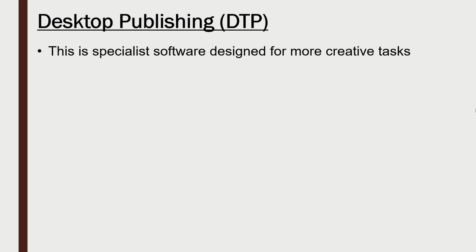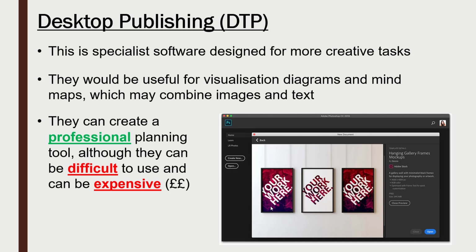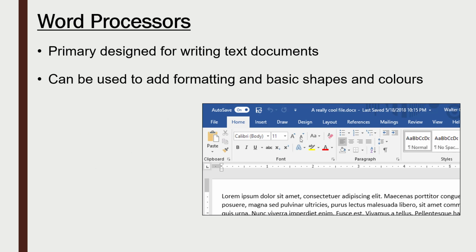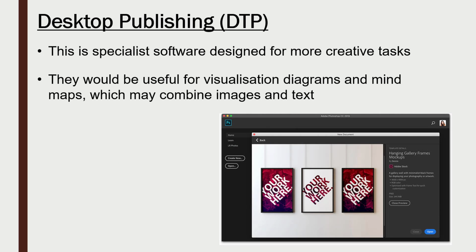A type of software which is designed for more creative tasks is desktop publishing software, or shortened to DTP. This software is really good at combining images and text. Photoshop isn't really an example of DTP, but we can see some kind of visualization diagram here. Things like Adobe InDesign or Microsoft Publisher are really what DTP is. So for things like magazines or pamphlets, where we are combining images and text. And it does mean it's a bit more professional because this is designed not for writing Word documents, it's designed for combining pictures and colours and nice graphics all in one place.